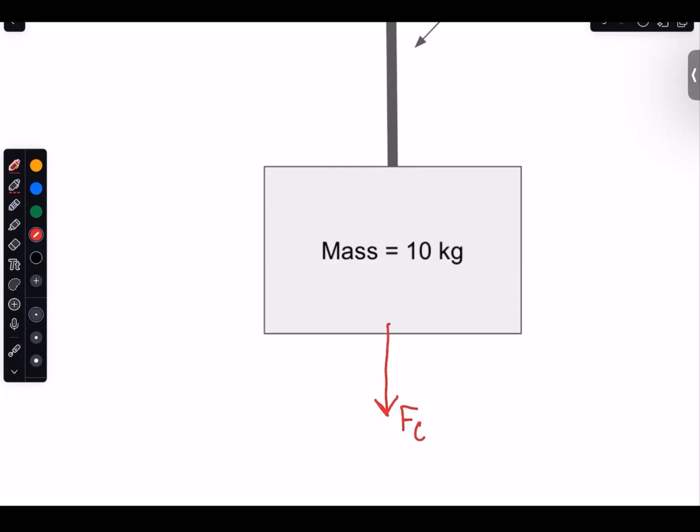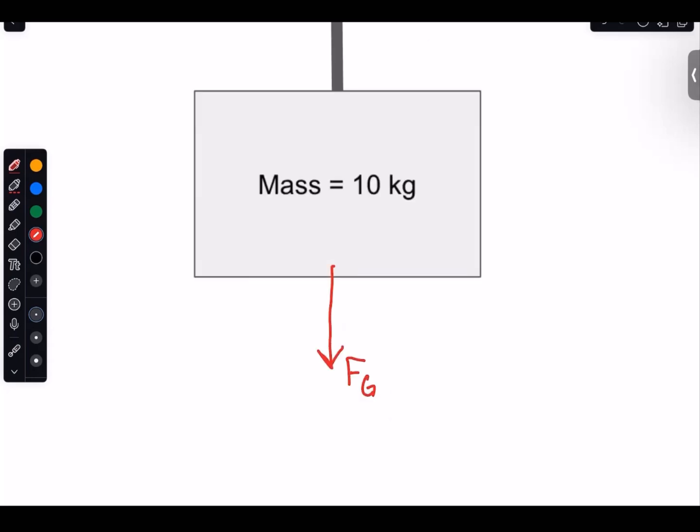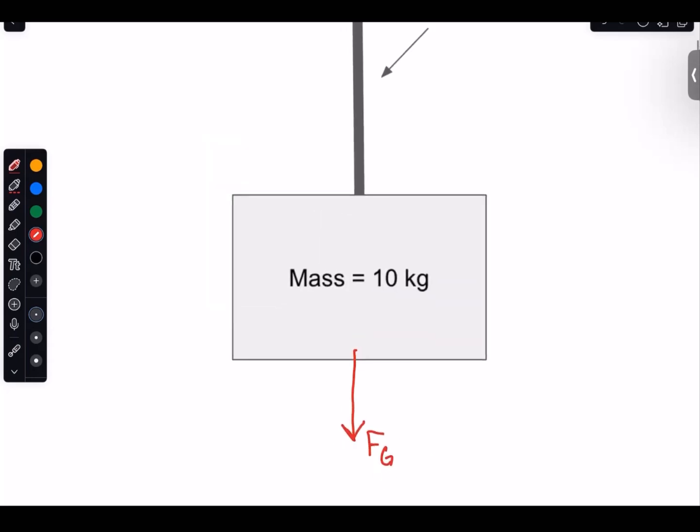Let's do F sub G to say force of gravity. There's a second force acting on this because if there was no upward force, the mass would be infinitely falling at accelerating speeds in the gravity direction. This upward force we're going to call force of the rope. We're also going to set a coordinate system. We want to say that the vertical direction is positive.